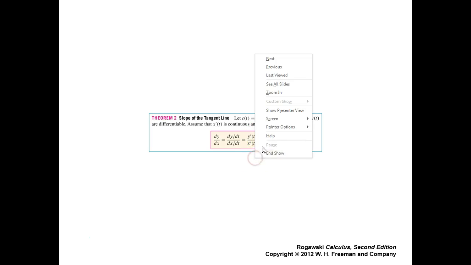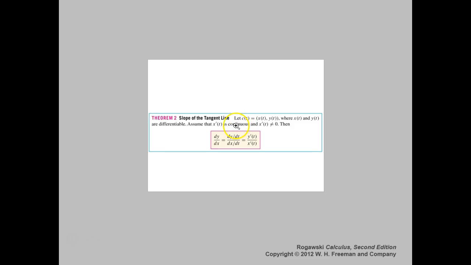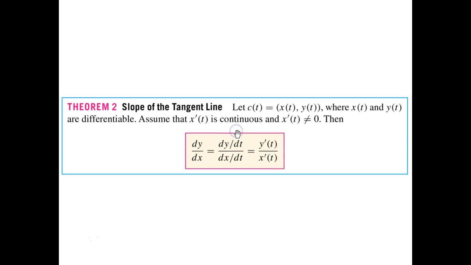Okay, let's move on to what I think is far more important. I just spent way too much time on that one because I thought they were going to do more problems or examples on it. I wanted you to understand it better, but it must have been back in another chapter or in another text. Here's theorem 2, slope of a tangent line.